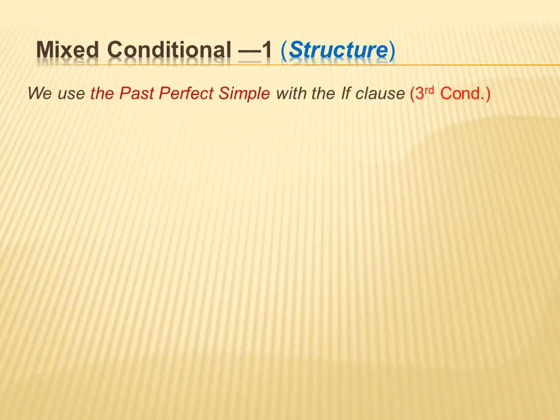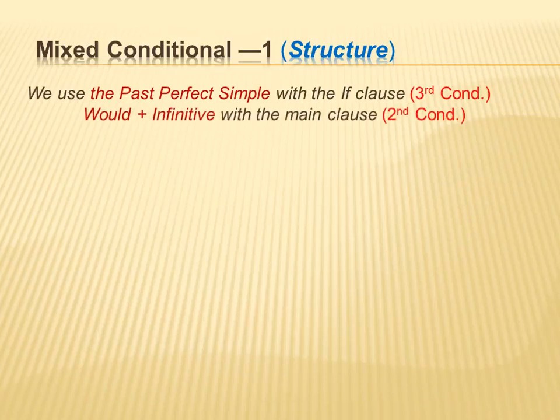And this is the way to use mixed conditional. We have to use past perfect simple in the if clause, as a form of the third conditional, and you have to use would plus infinitive in the main clause, as a form of the second conditional, and you have to put them together to make one conditional that we call mixed conditional one.